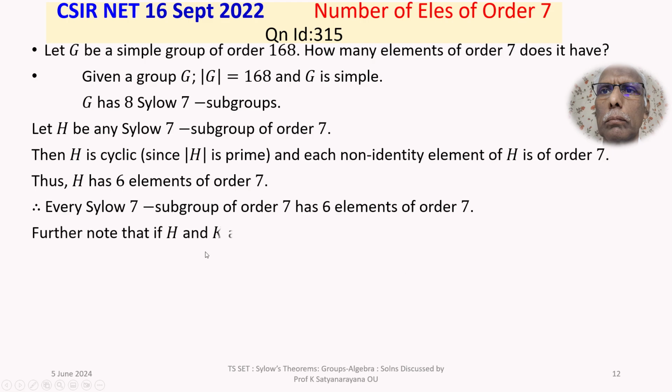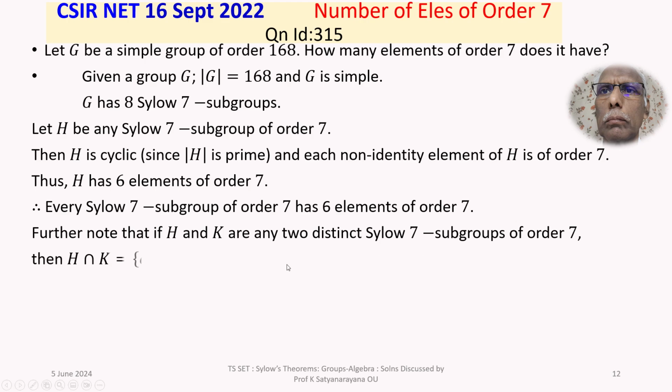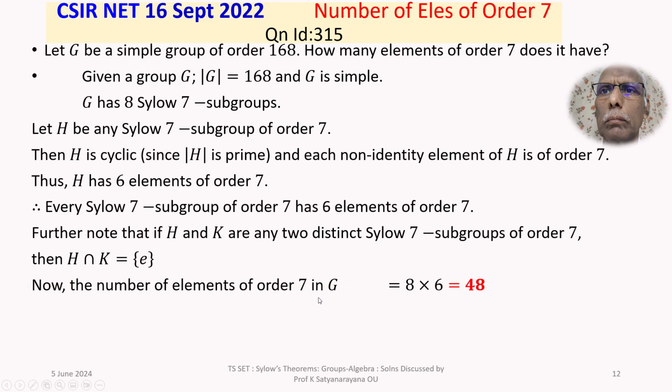Further, note down that if H and K are any two distinct Sylow 7 subgroups of order 7, then the intersection of these two is the identity element alone. So the number of elements of order 7 in G is: there are 8 Sylow 7 subgroups, and each has 6 elements of order 7. Therefore, 8 into 6 equals 48.